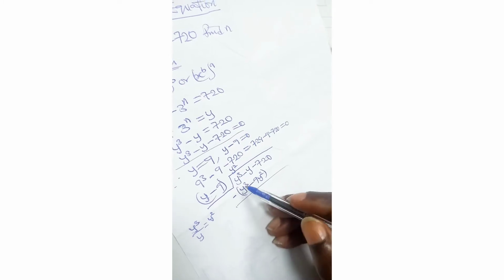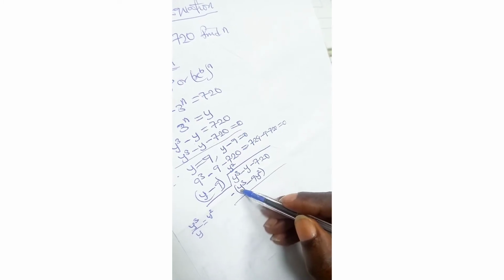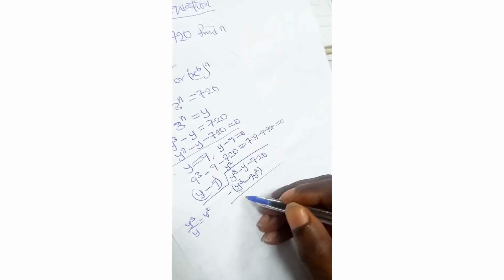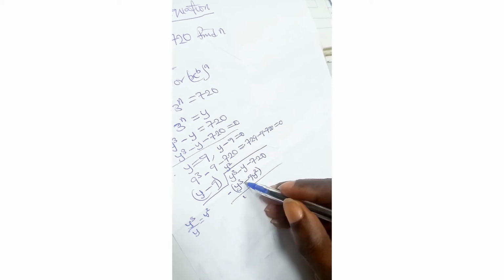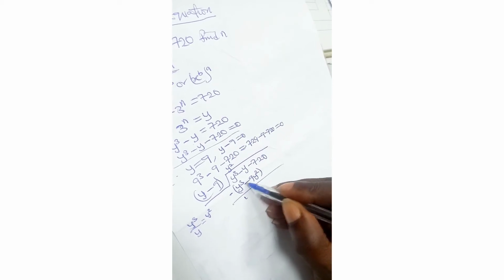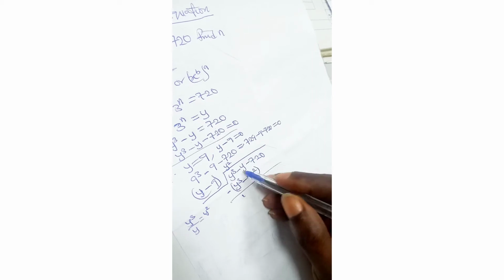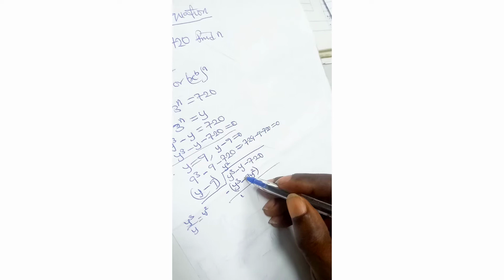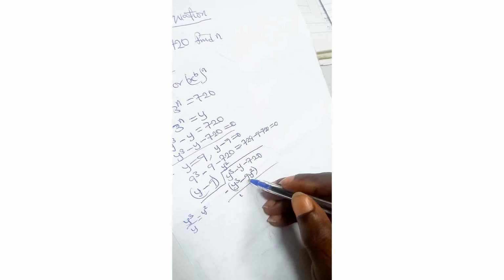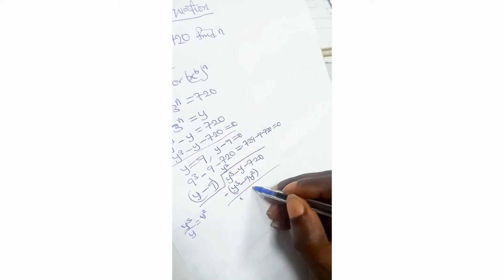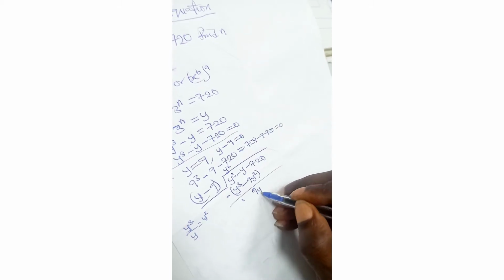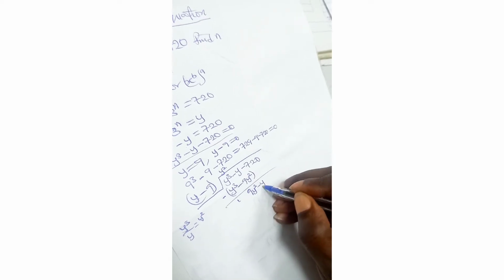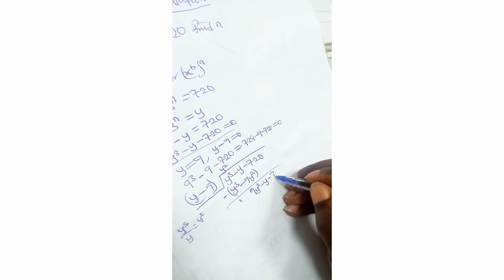Now this, we cancel; this will become minus y raised to power 3, and this is plus y raised to power 3, to cancel. Now this minus will affect this, minus times minus is plus. So if you look at what we have here, you don't have y raised to power 2 there. So therefore, let's rewrite it. That means we are going to have 9y raised to power 2, then minus y, then minus 720.